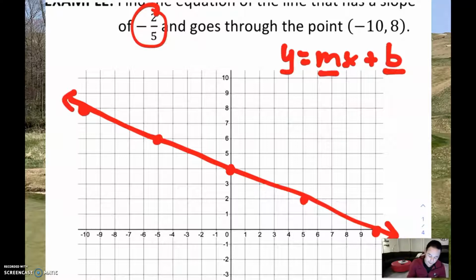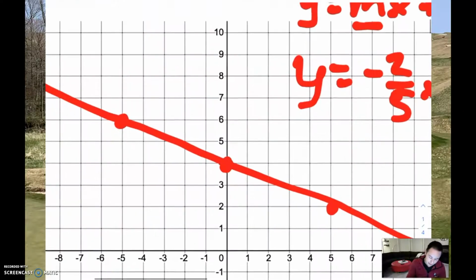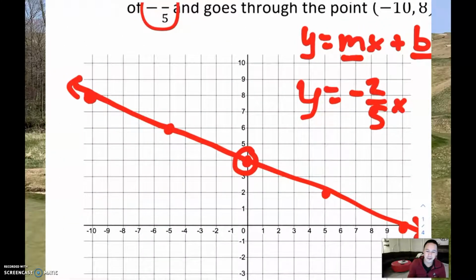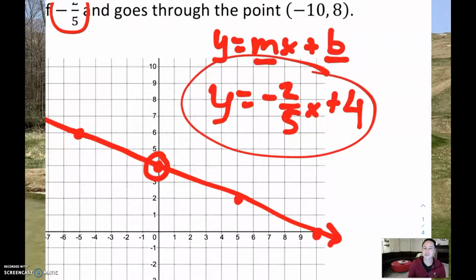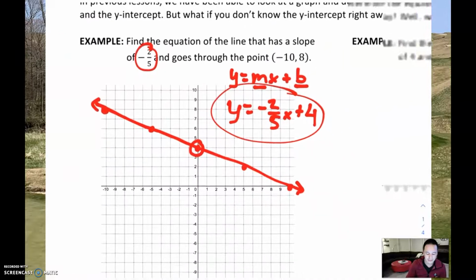So we know the slope is going to be -2/5. So for m, we can replace it with -2/5. And now for this b value, that's going to be the y-intercept. That's where it crosses the y-axis. And we found that it crosses the y-axis at 4. So the b value will be 4. And that's the equation of the line with a slope of -2/5 that goes through the point (-10, 8).